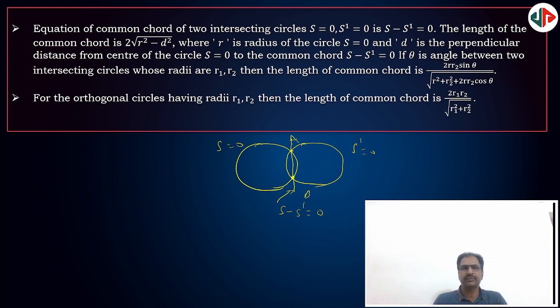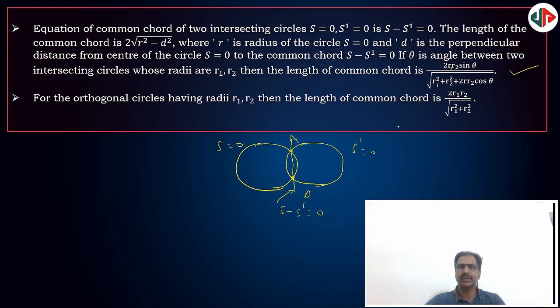And formula for finding length of common chord is 2 r1 r2 sin theta by under root r1 square plus r2 square plus 2 r1 r2 cos theta. Here theta is angle between the circles. We know the formula for angle between the circles already. So by using that formula, you can find theta, and if you substitute here, you will get length of the common chord of the two circles. This is r1 r2, this is r1 square.